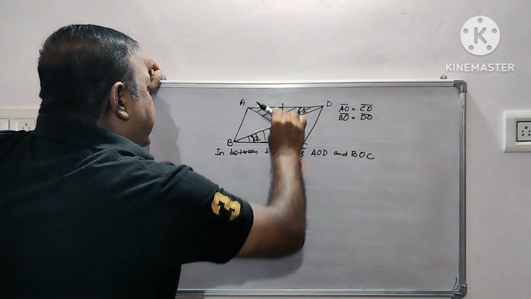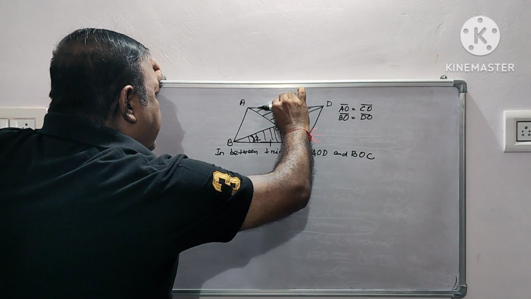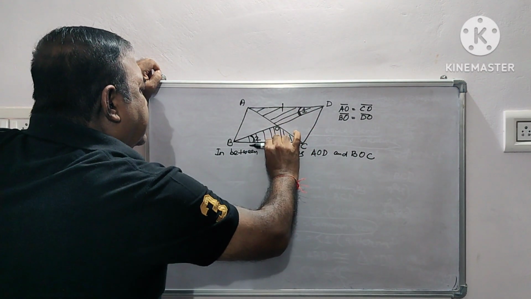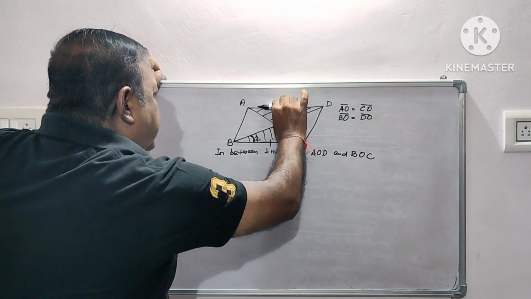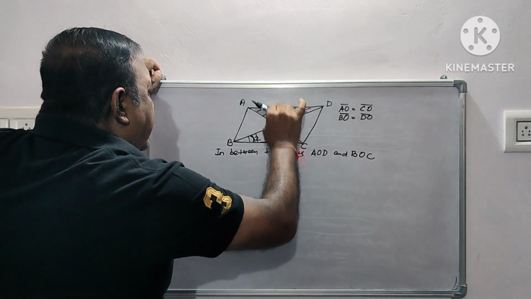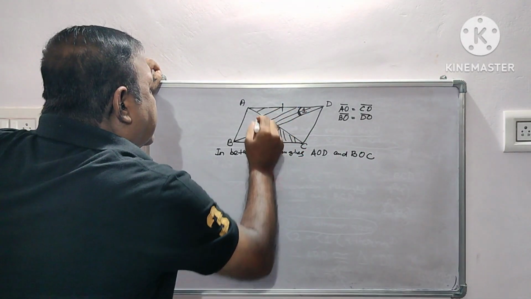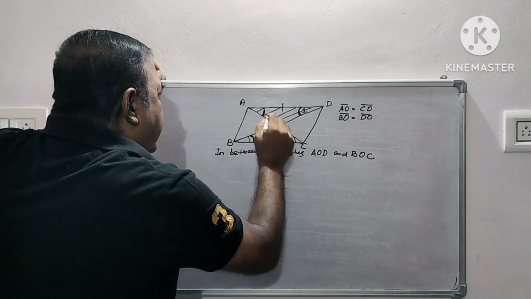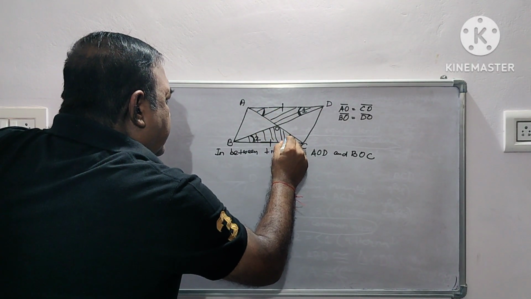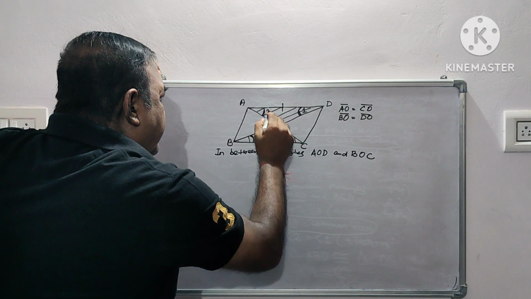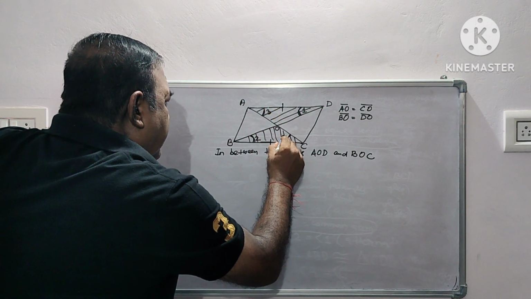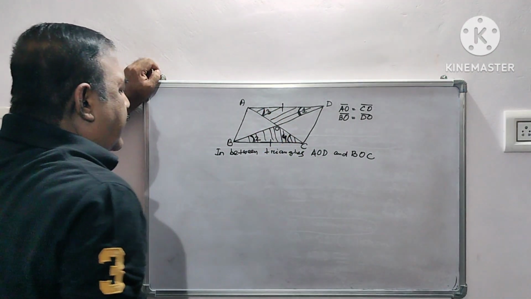And you see, these two opposite sides are parallel and AC is the transversal. So what we got here? This angle measures equally with this angle. Let it be angle 3 and this will be angle 4.